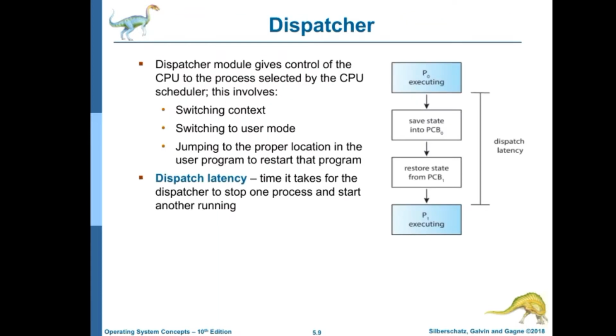inconsistent state. Dispatcher module gives control of the CPU to the process selected by the CPU scheduler. This involves switching context, switching to user mode, and jumping to the proper location in the user program to restart the program. The dispatch latency is the time it takes for the dispatcher to stop one process and start another running. So the dispatcher should be fast so that it can run on every context switch.